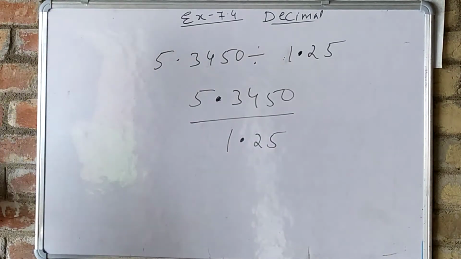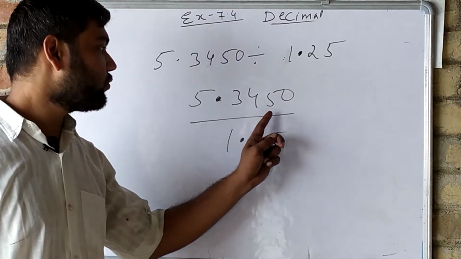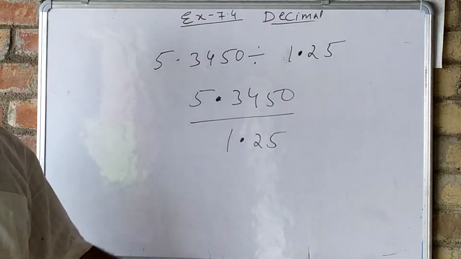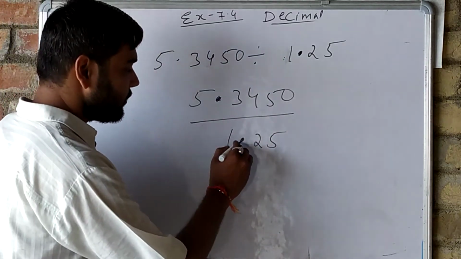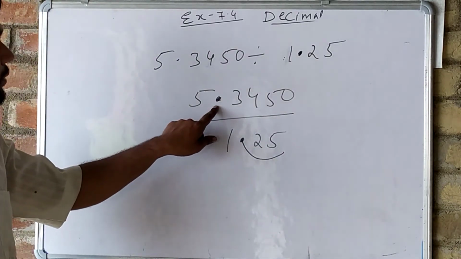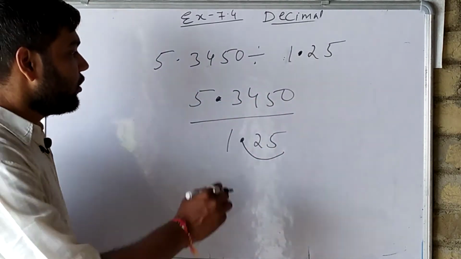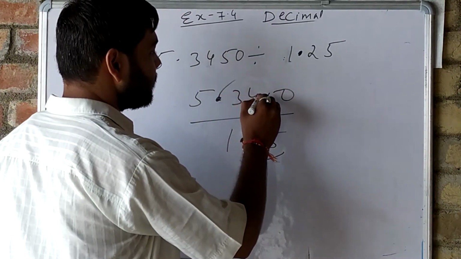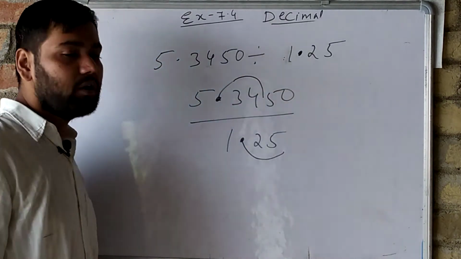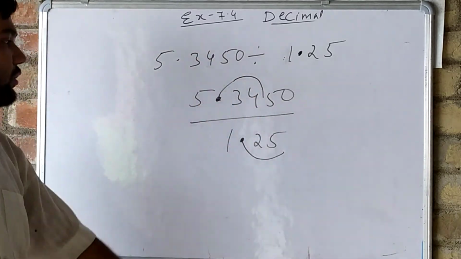What happens? Here we are seeing we have 2 decimal places at the denominator, and here we are seeing 1, 2, 3, 4 decimal places. So we will shift the decimal by 2 decimal places. We have shifted the decimal by 2 decimal places. Here also the decimal will be shifted by only 2 decimal places. It will lie here. Okay.